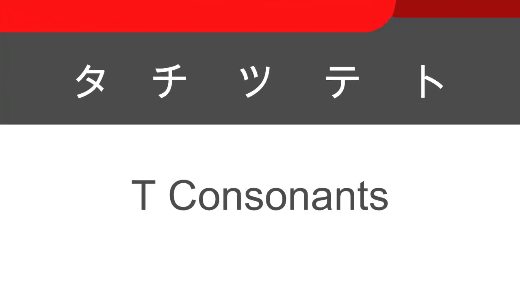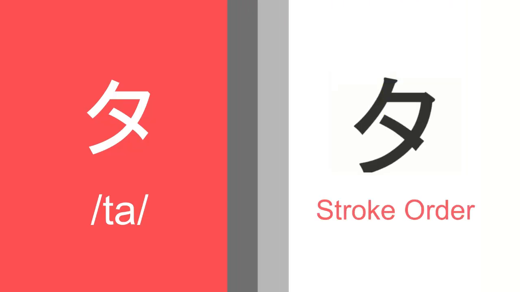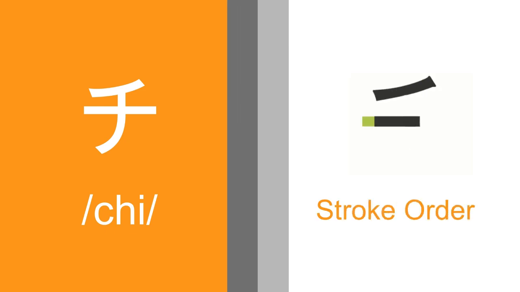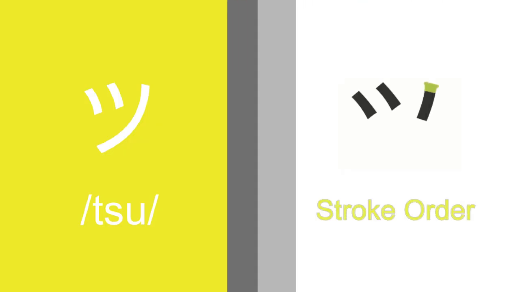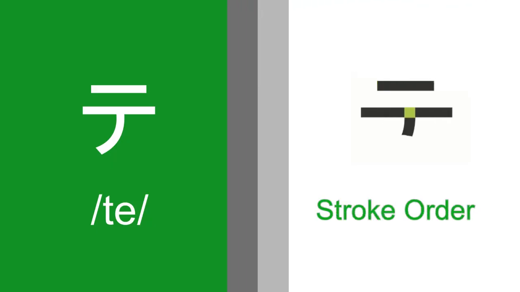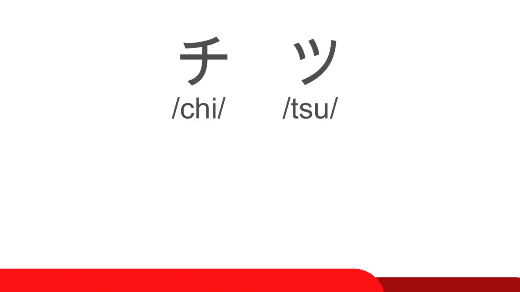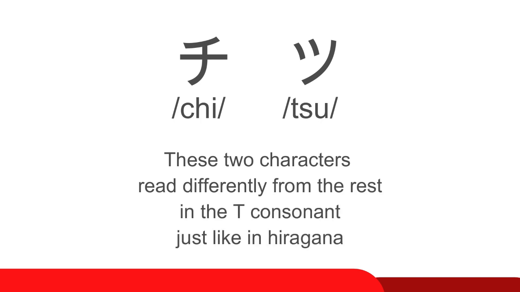Then the next word group after the consonant S is T. Ta, chi, tsu, te, to. And the same as in hiragana, the katakana chi and tsu are grouped together with the T group.